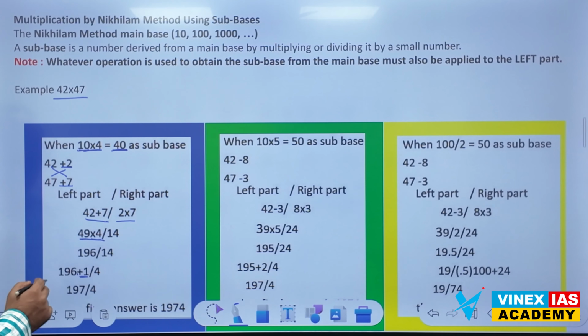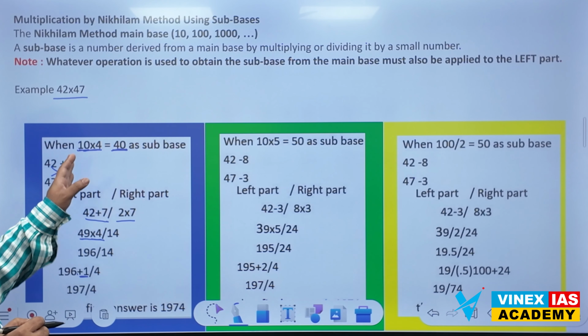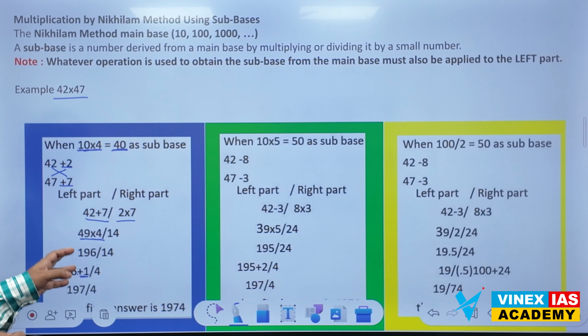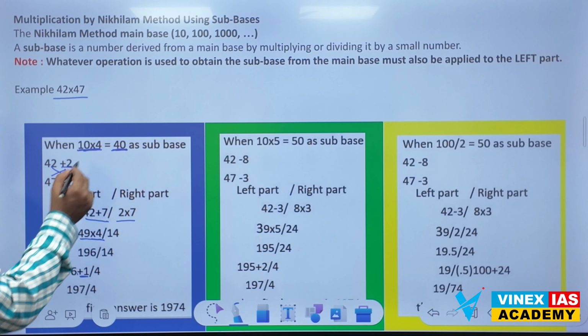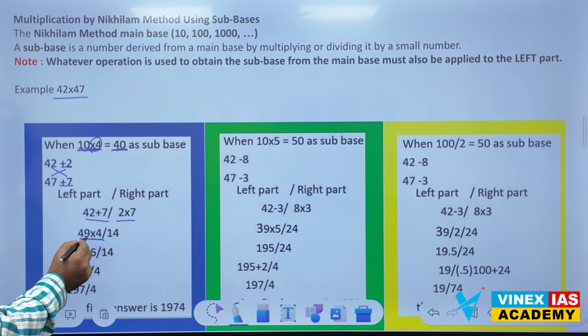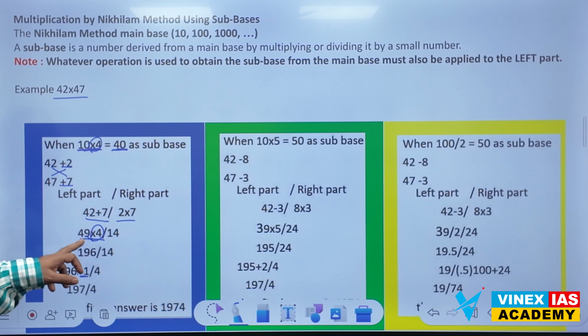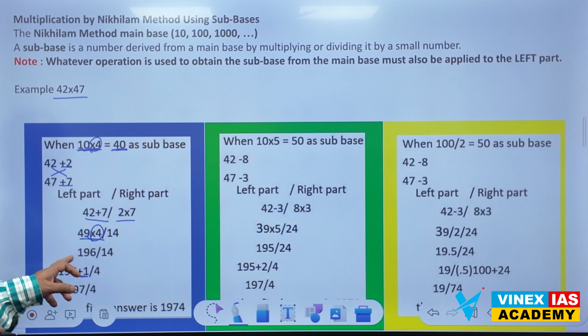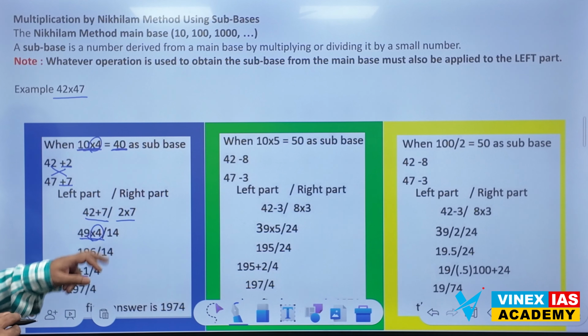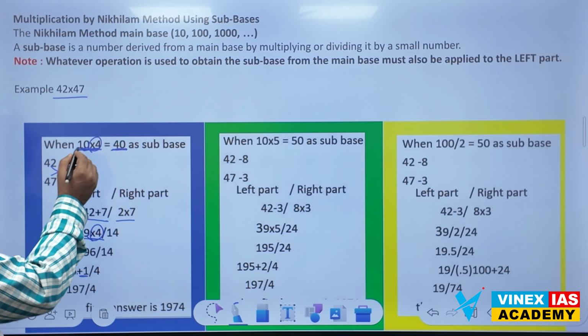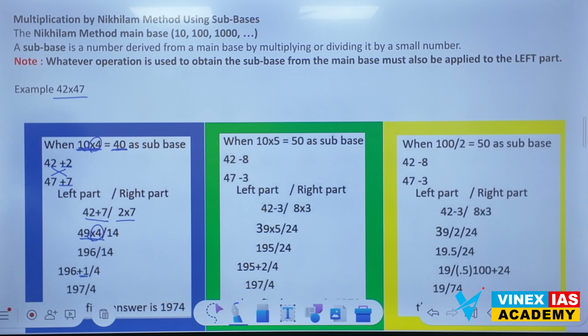Now note here, whatever operation is performed to obtain the subbase, the same should be done to the left part. Here we have done 10 into 4 to get 40, so this into 4 should be reflected here. So 49 into 4 will be our left part, that is 196. The right part is 14. Since our main base is 10, we have to maintain one digit on the right side. So 4 will be taken down and 1 will be carried to the left part. So 196 plus 1 will give you 197. So 1974 is our final answer.